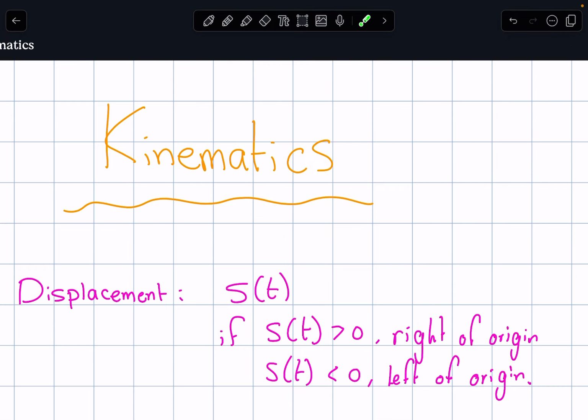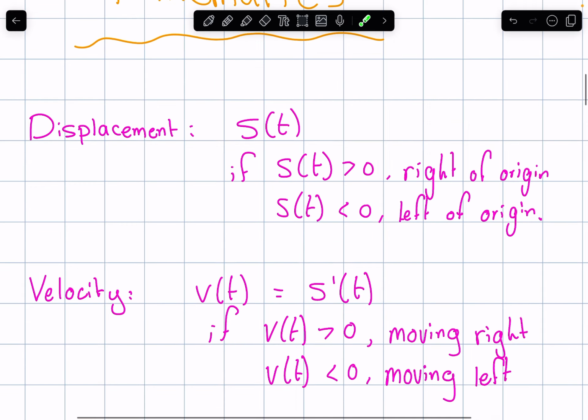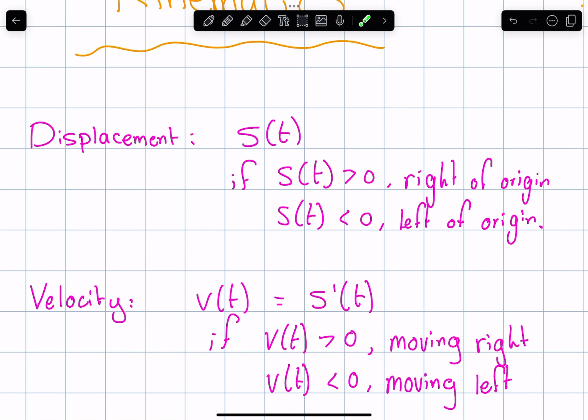Now, those that know physics know what comes next, and that is velocity. Okay, so velocity is how fast we are moving in a certain direction. So v of t is the derivative of my displacement function. And if the velocity is greater than 0, we're moving right. If the velocity is less than 0, we're moving left.